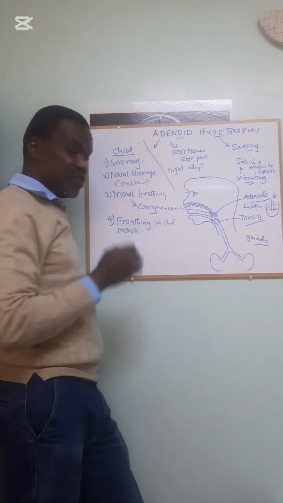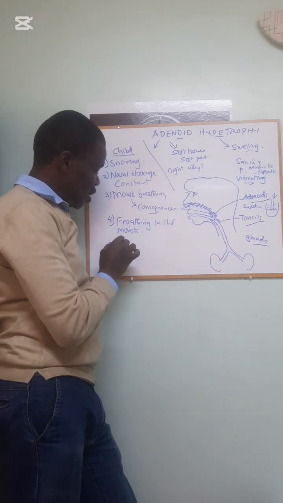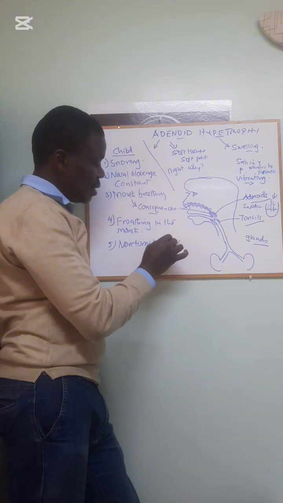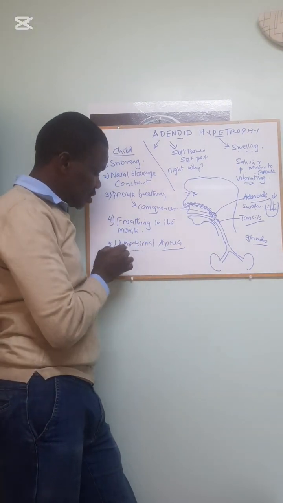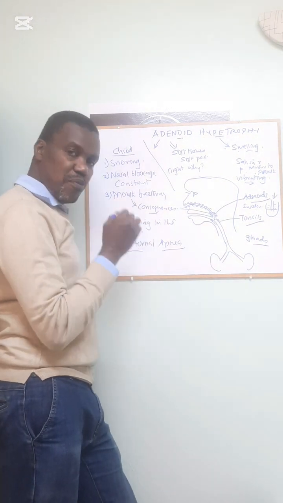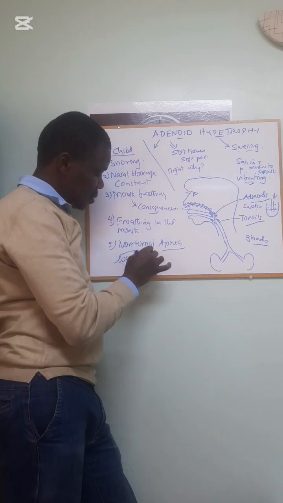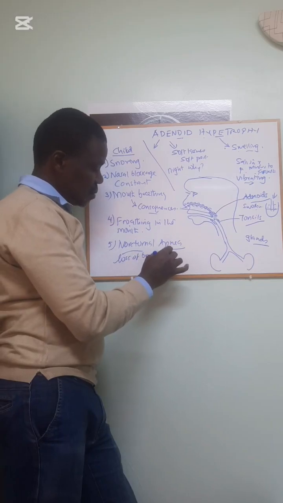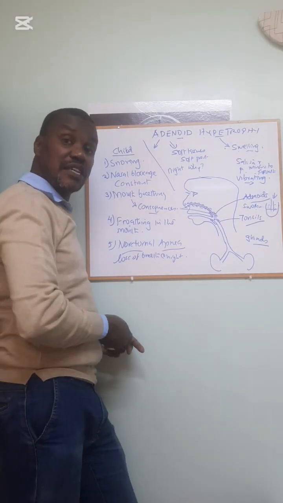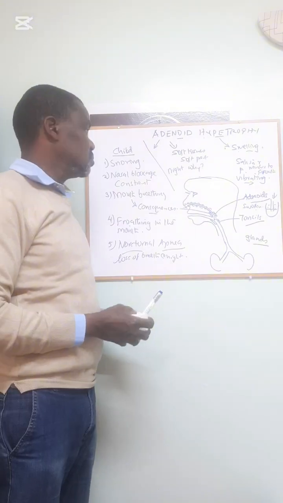The result is frothing. Then number five, there is a condition we call nocturnal apnea. Apnea is loss of breath. Nocturnal is at night. These children will present with the loss of breath at night. Commonly, they will sit on the bed, cry, scream, look for air. In fact, they will look like they were being choked.